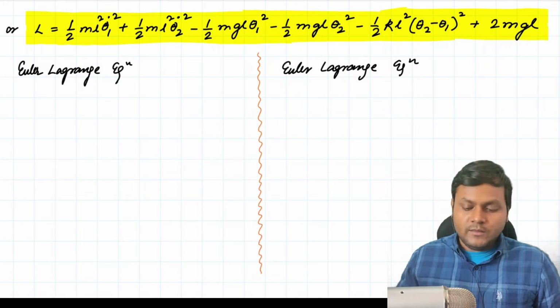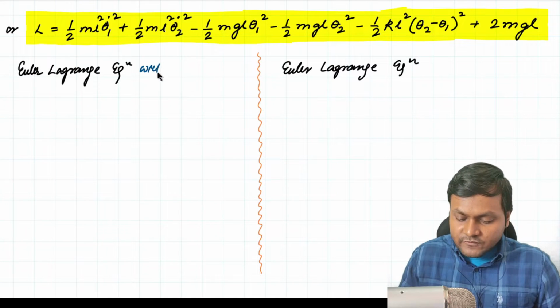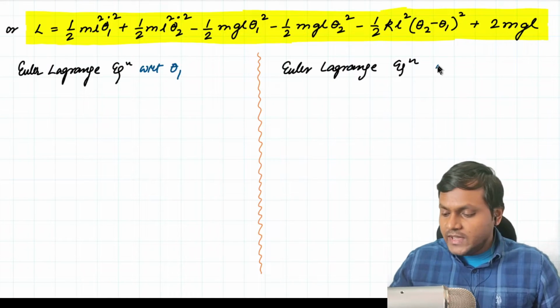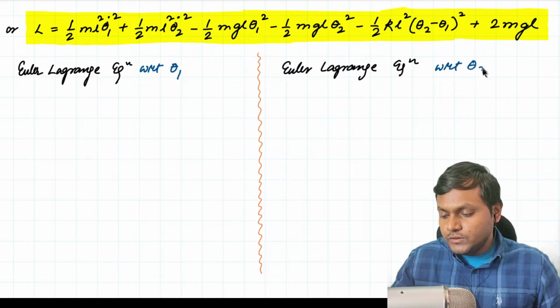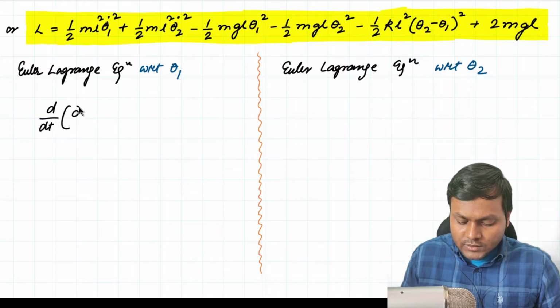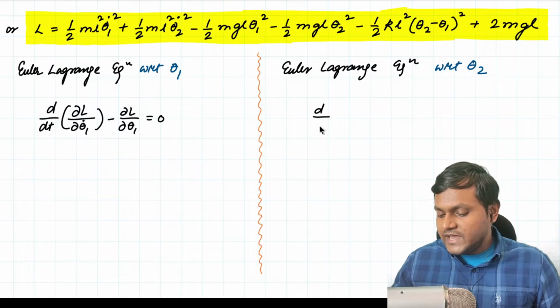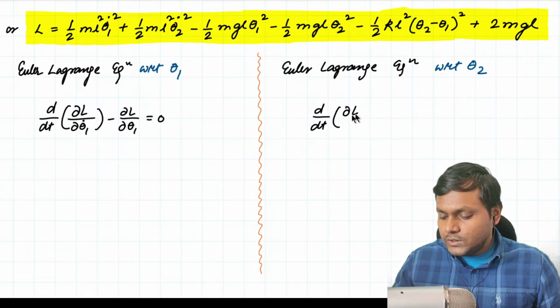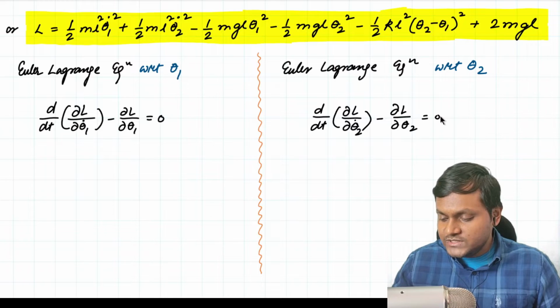Since there are two variables here, I'll have to apply this first with respect to theta 1 and second with respect to theta 2. The first equation is d/dt of ∂L/∂θ1-dot minus ∂L/∂θ1 is equal to 0. The second is d/dt of ∂L/∂θ2-dot minus ∂L/∂θ2 is equal to 0.